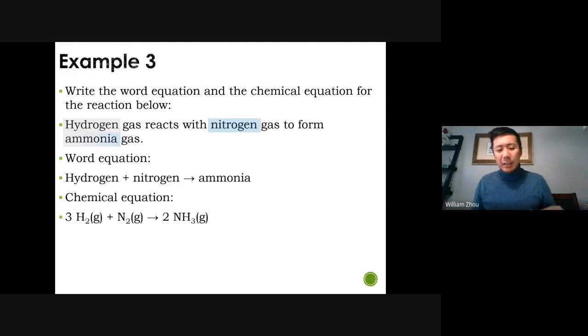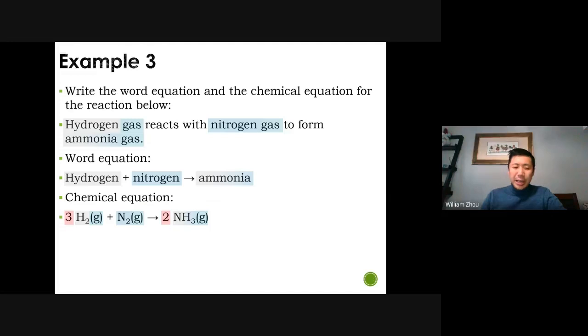Hydrogen is H. Okay, but it has to be H2. It's one of the 7 diatomic elements. It always comes in pairs. Same for nitrogen. It is not just N, it is N2. It comes in pairs. And then ammonia is NH3. You have the gas, you have the gas, and you have the gas for all of them because they're all gases.